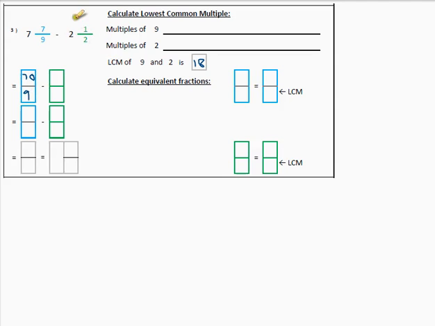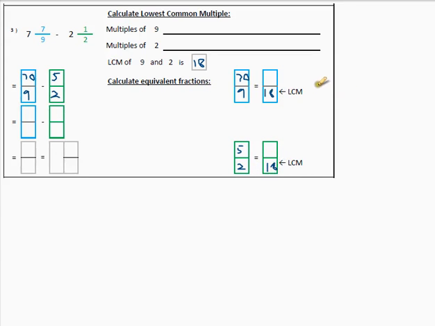We've got 2 and 1/2 here. How can we change that mixed number to an improper fraction? 2 times 2 is 4, plus 1 is 5. So it is 5 over 2. Now we have two fractions. And we know that the lowest common multiple of 9 and 2 is 18. We already worked that out. So we can say 70 over 9 is equal to what number over 18? And we need to work out 5 over 2 is equal to what number over 18?